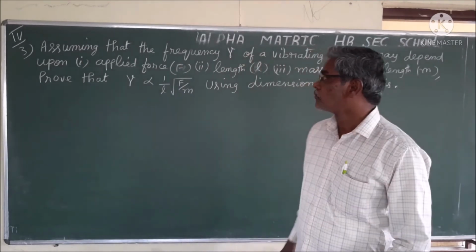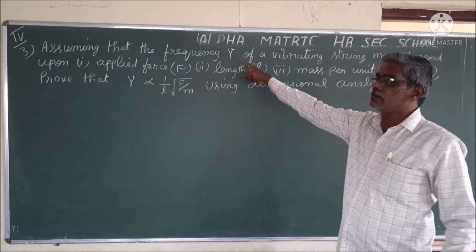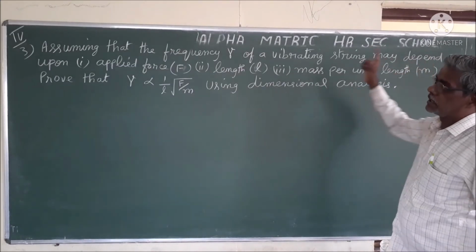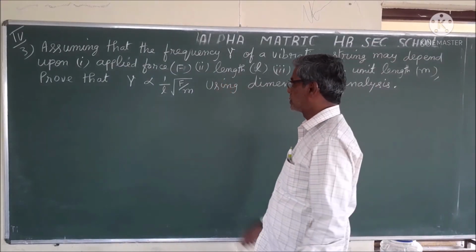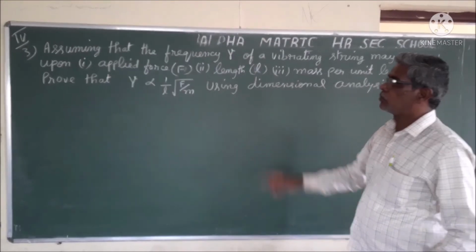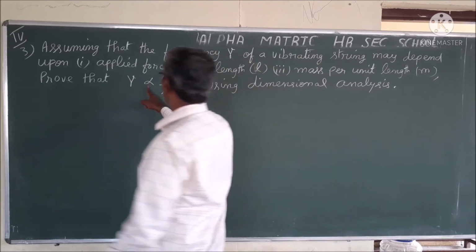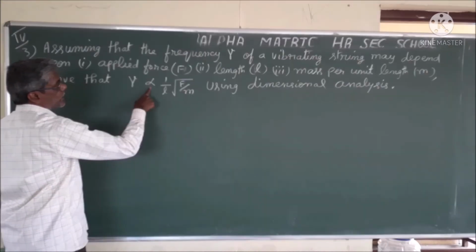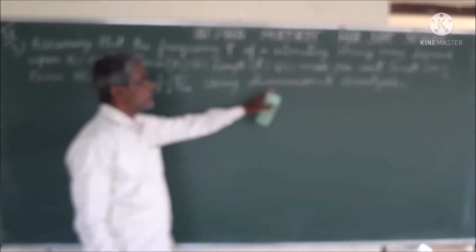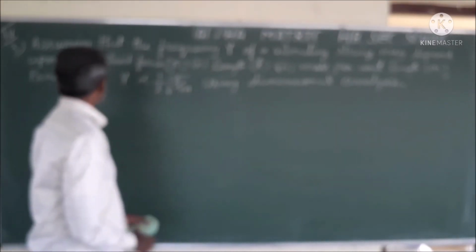Question number 3. Assuming that the frequency gamma of a vibrating string may depend upon applied force, length, and mass per unit length, prove that the frequency is directly proportional to 1 by L square root of F by m using dimensional analysis.